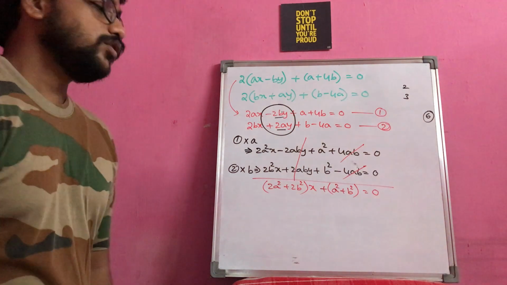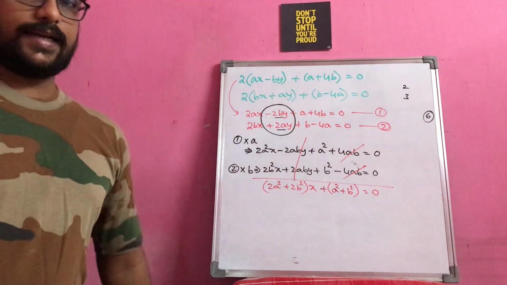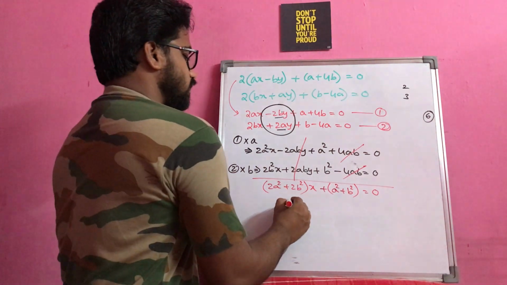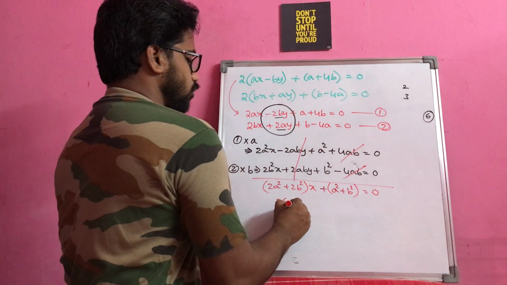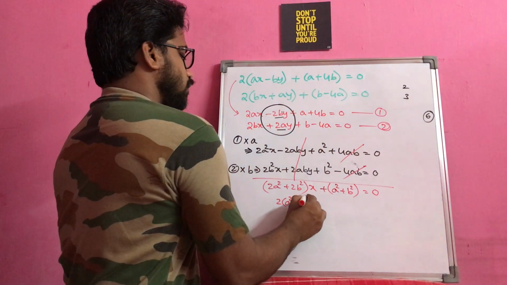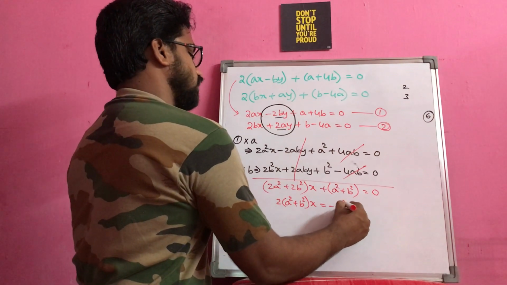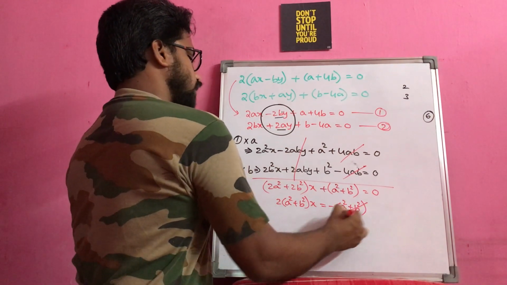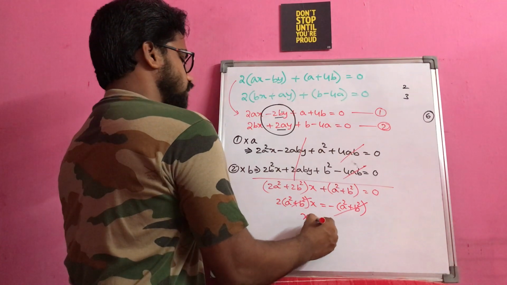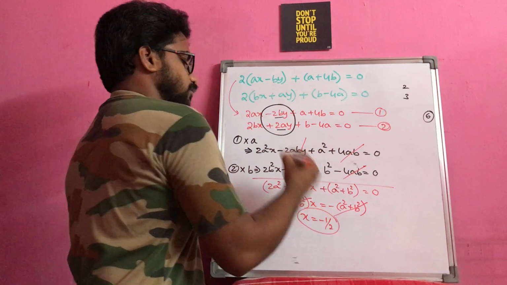Clear? So you need to find the value of x, right? So I will send these terms to the other side. From here 2 also can be taken common: 2(a² + b²)x = -(a² + b²). So cancel out these two, and you will get x = -1/2.